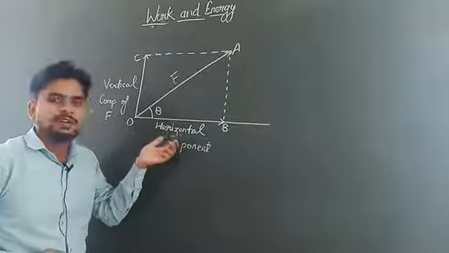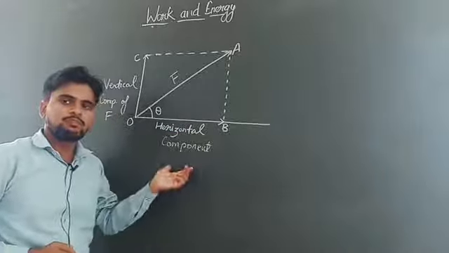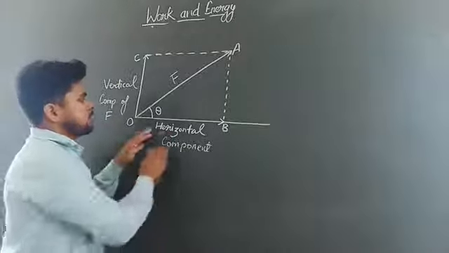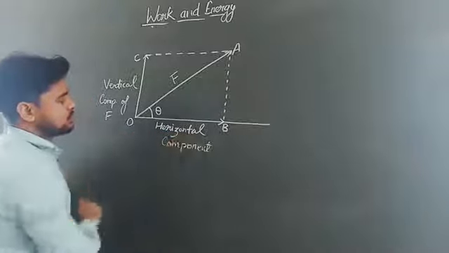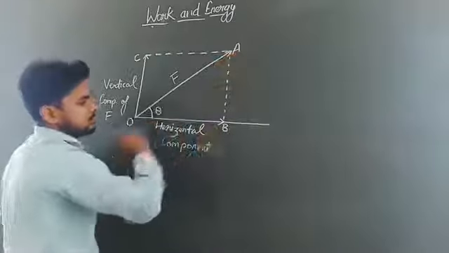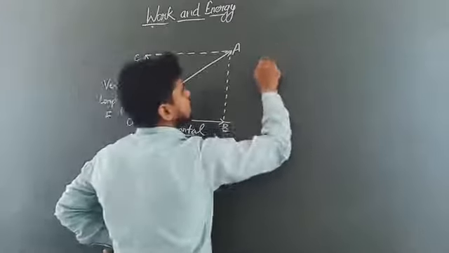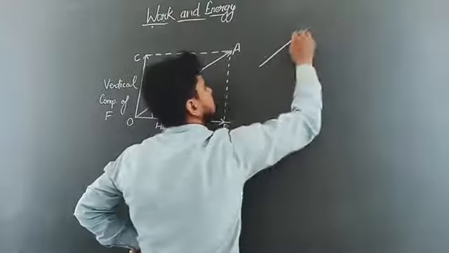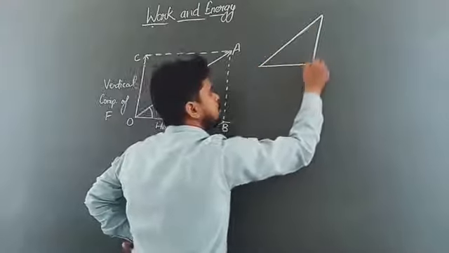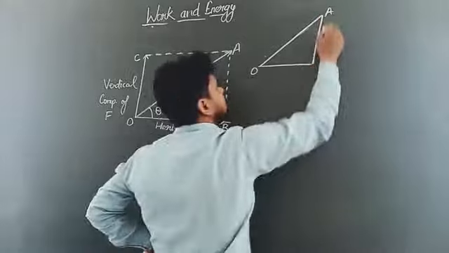Now we have to determine the value of these two components, that is, what will be the value of the horizontal component and what will be the value of the vertical component. Now let us find. So in order to calculate the value of the horizontal component, we take the help of the right angle triangle OAB. Let us take it separately. We draw it here. This is the right angle triangle OAB.